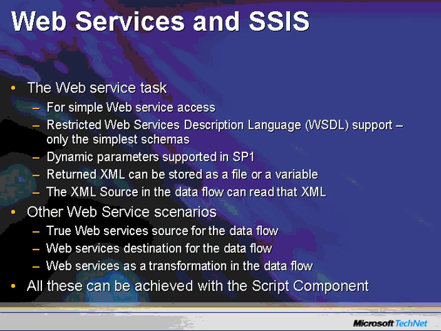Finally, there's the demand for web services as a transformation object, and that certainly is something that we're very interested in. The idea here being that as rows are passing through your data flow, you could call out to a web service and execute a web method on each row that passes, using parameters based on each row that passes, and then therefore use the web service as a transformation object. Now, these latter scenarios, using web services as a source, as a destination, and as a transformation, can all be achieved in the data flow using the script component.